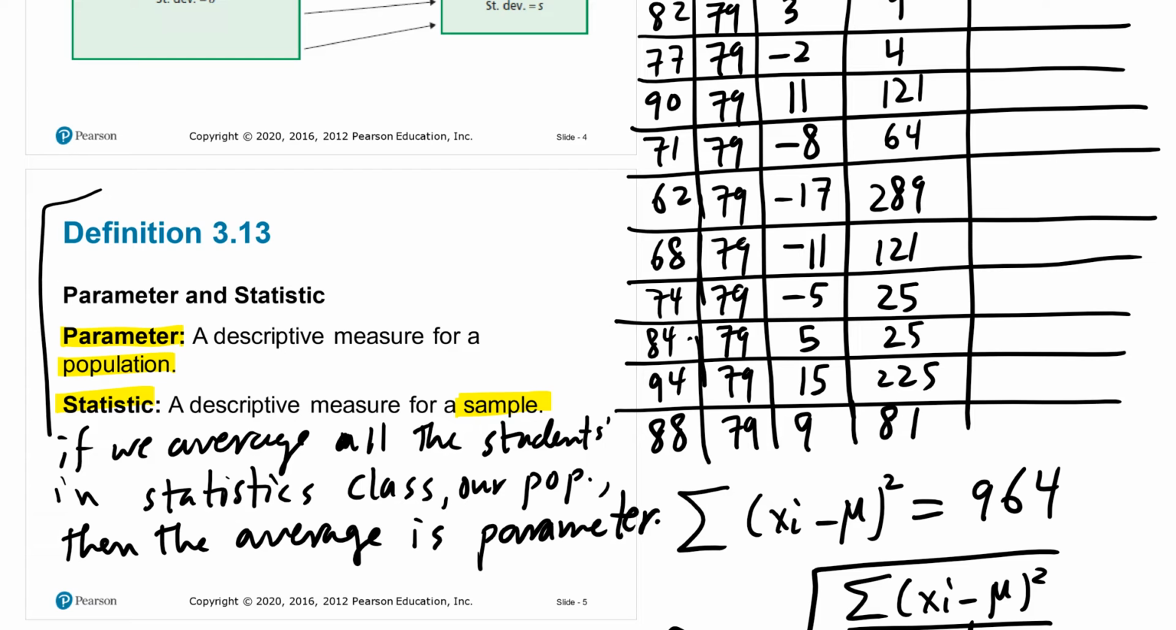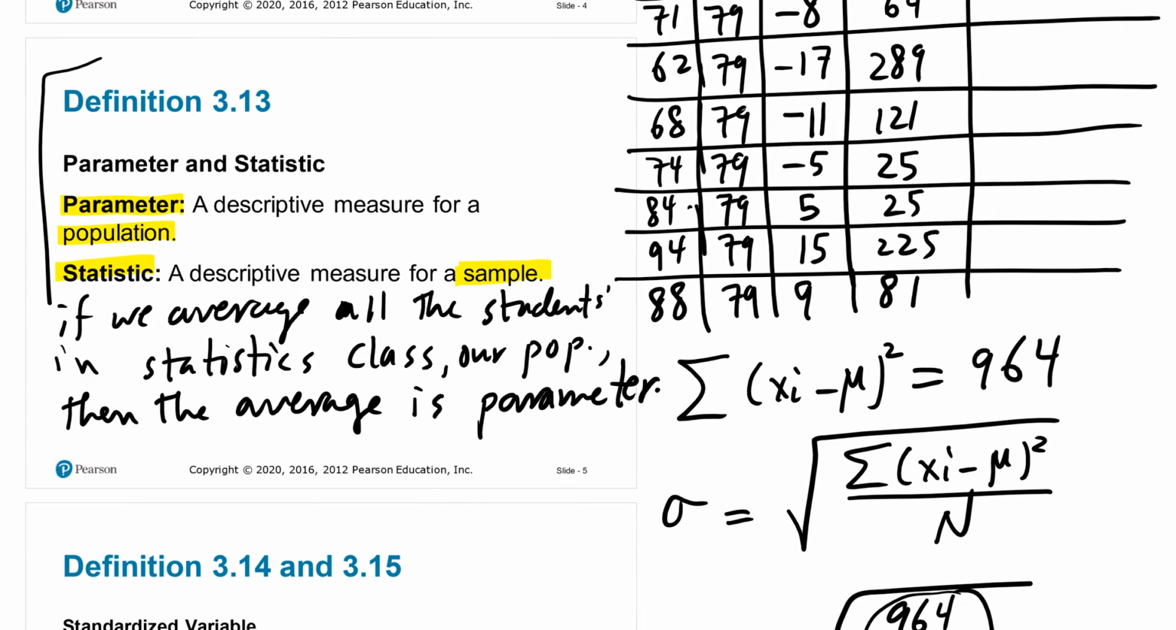Other examples: mu, the population mean, and sigma, the population standard deviation, are parameters. And if we take s, the sample standard deviation, or x bar, the sample mean, those are called statistics.